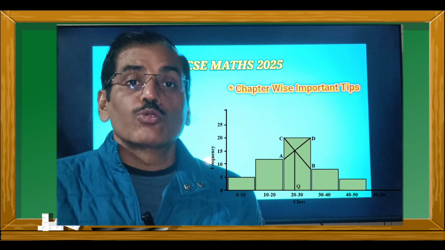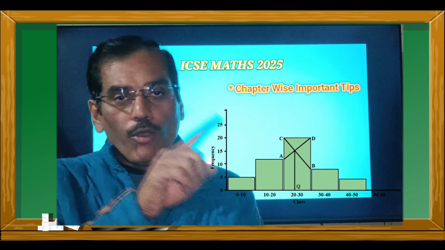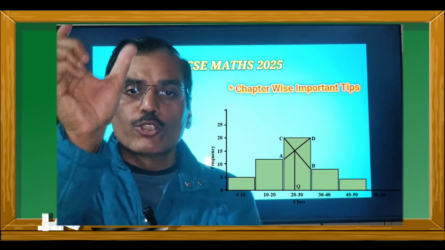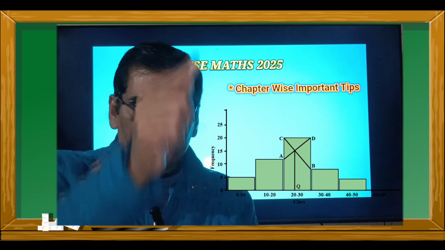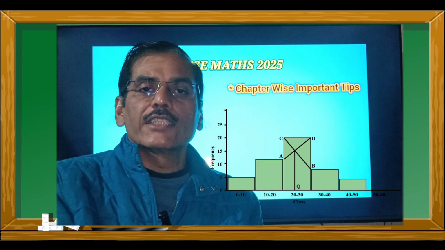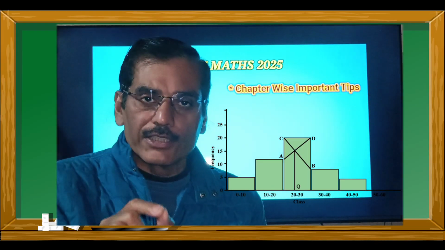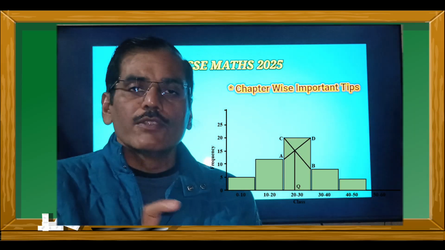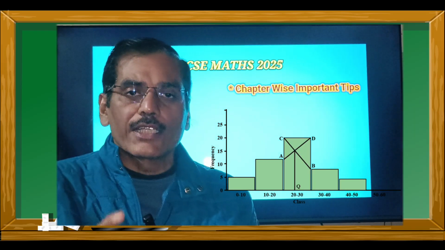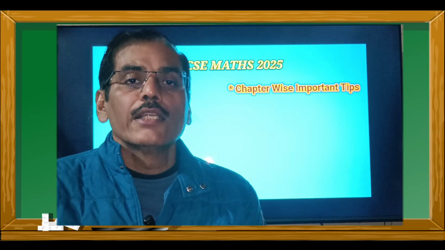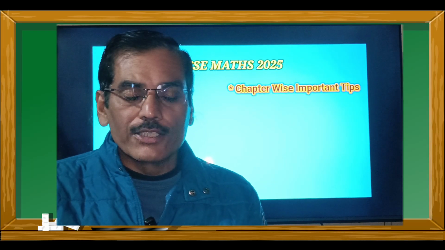Then comes mode through histogram. You have to draw the boxes of the histogram. For the tallest box, carefully draw lines to the adjacent corners. Then draw a straight line down, and wherever it touches the x-axis, carefully mark that number. That is the mode. Suppose your answer is coming between 50 to 60. The class in which you get your answer is called the modal class. I hope that is also clear.